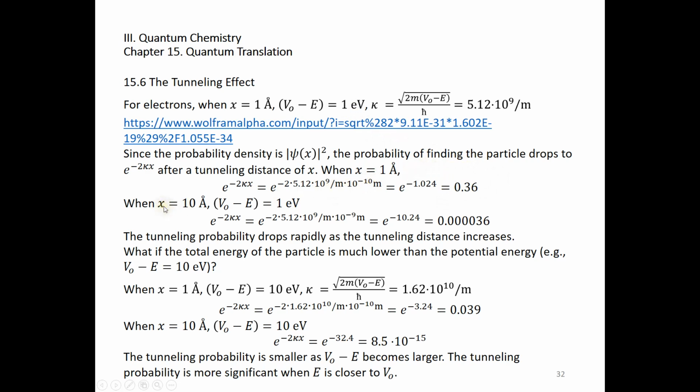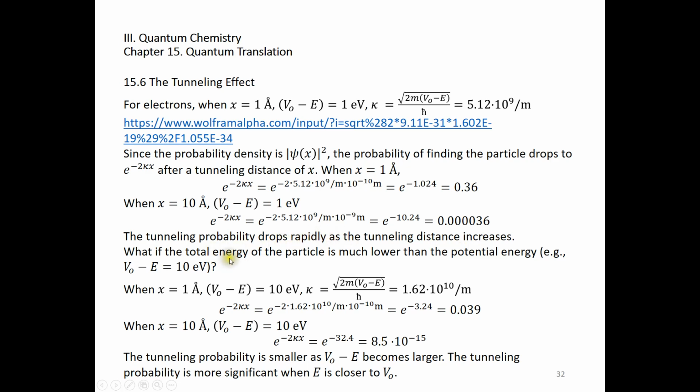However, when the tunneling distance is longer, the tunneling effect is smaller. We just plug in a longer distance here. Instead of e to the power of negative 1, we have e to the power of negative 10. Now this is so much smaller. It's about 10 to the power of negative 5. The tunneling probability drops rapidly as the tunneling distance increases.